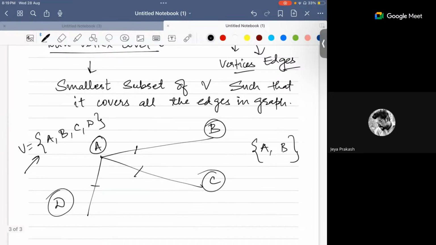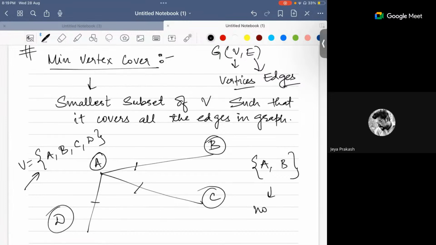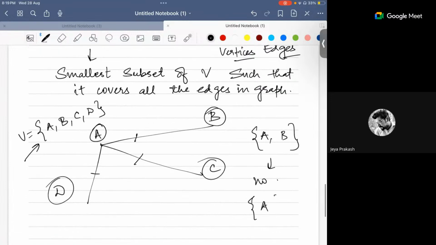Even though if I'm taking B, that is fine. If with B also, if with AB, I can say that all the edges are covered, right? But is it the minimum? Is it the minimum vertex cover? No, right? Because even with only A, I'm able to cover all the edges.